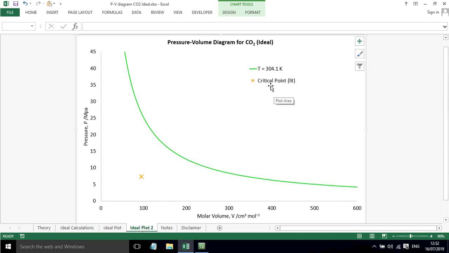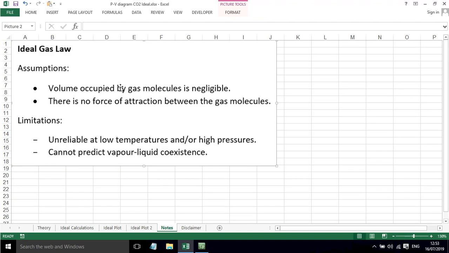If we now plot in the critical point for this example, this is for CO2, this is the critical point, so this is the critical volume and the critical pressure. We can see that this isotherm goes nowhere near this, but actually this isotherm is for the critical temperature, and so we can see it's not really modelling the behaviour correctly. So that's because there are some assumptions for the ideal gas law.